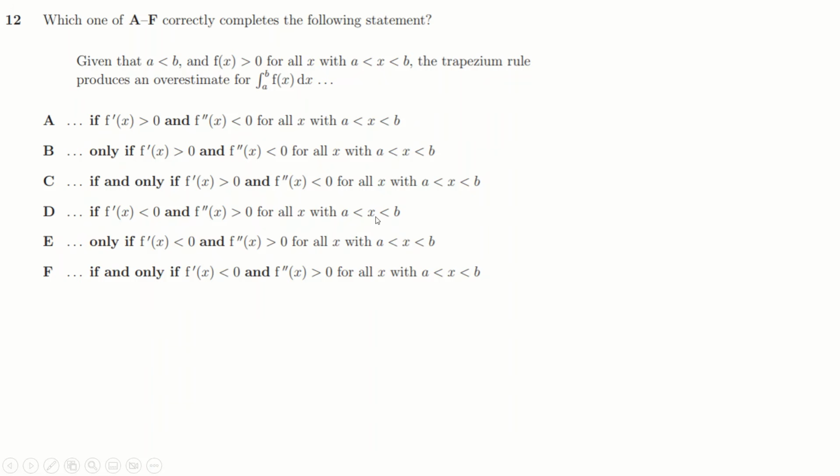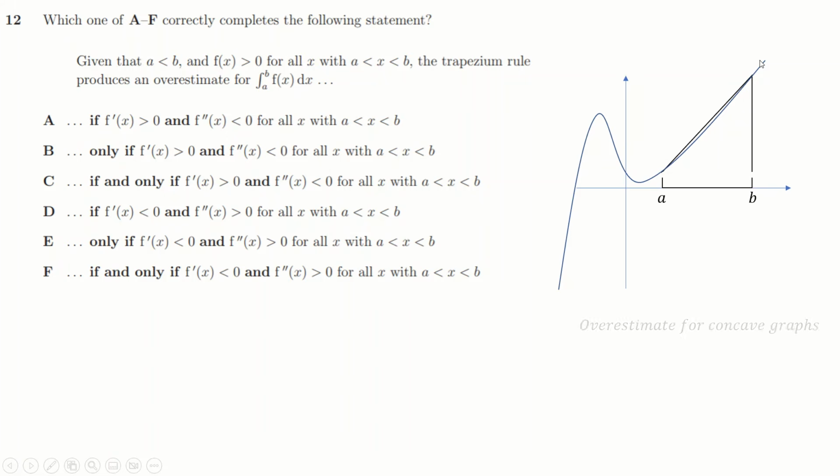12, quite a heavy logic question here. You've got A less than B, you've got trapezium rule estimating an integral essentially. So let's just draw this very quickly. Here's a thing, A and B. Now if you're using trapezium rule and you get an overestimate, then that means that the graph is concave. And concave graphs are when f double dashed is greater than 0. That's the rule for concave. You learn that in A-level maths.